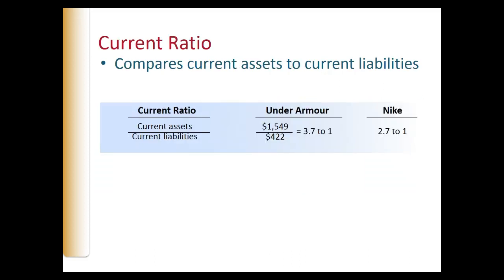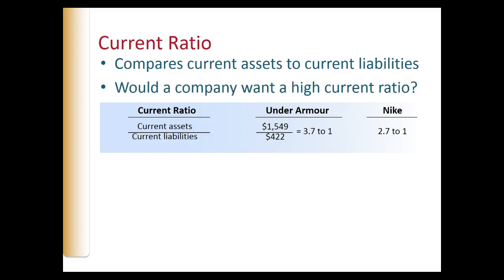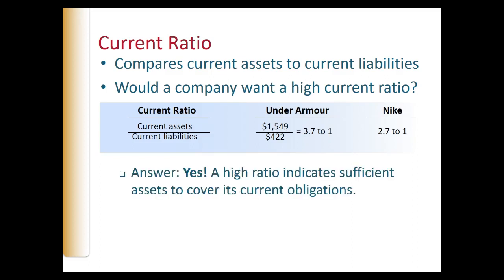Now, the current ratio compares current assets to current liabilities. It's probably the most widely used of all these liquidity ratios. A high current ratio indicates a company has sufficient current assets to pay current liabilities when they come due. This slide presents the current ratio for Under Armour and Nike. Under Armour's current ratio is 3.7, which means the firm has $3.70 in current assets for every $1 in current liabilities. Now, Under Armour's current ratio is a lot higher than Nike's of 2.7.